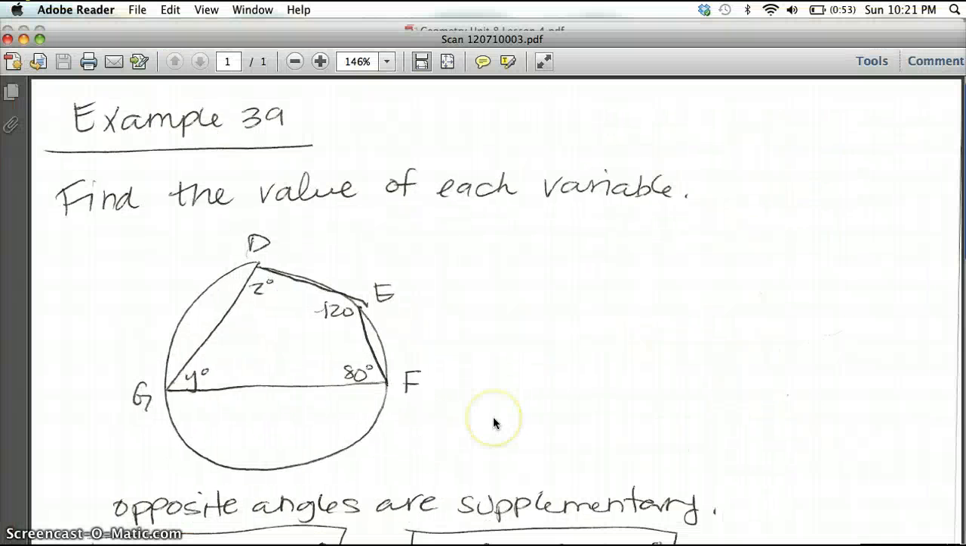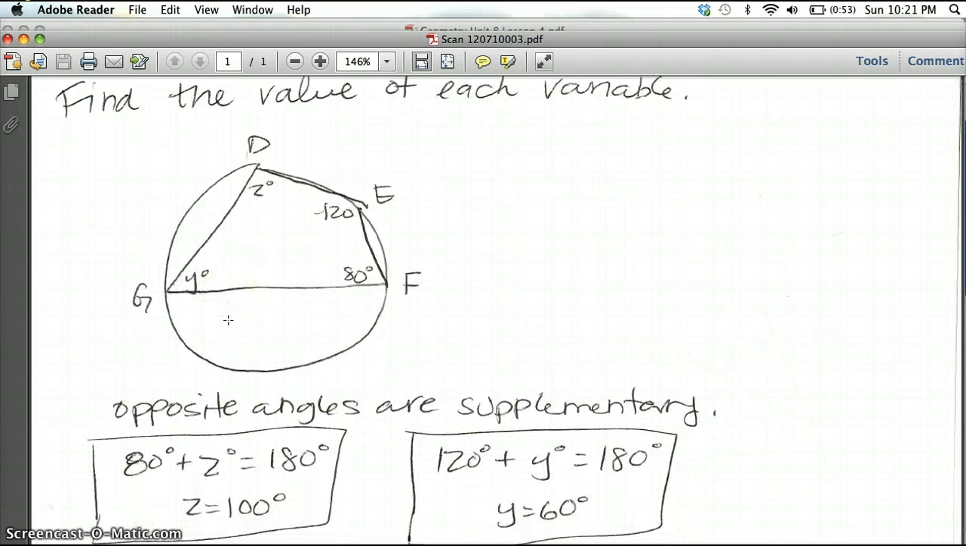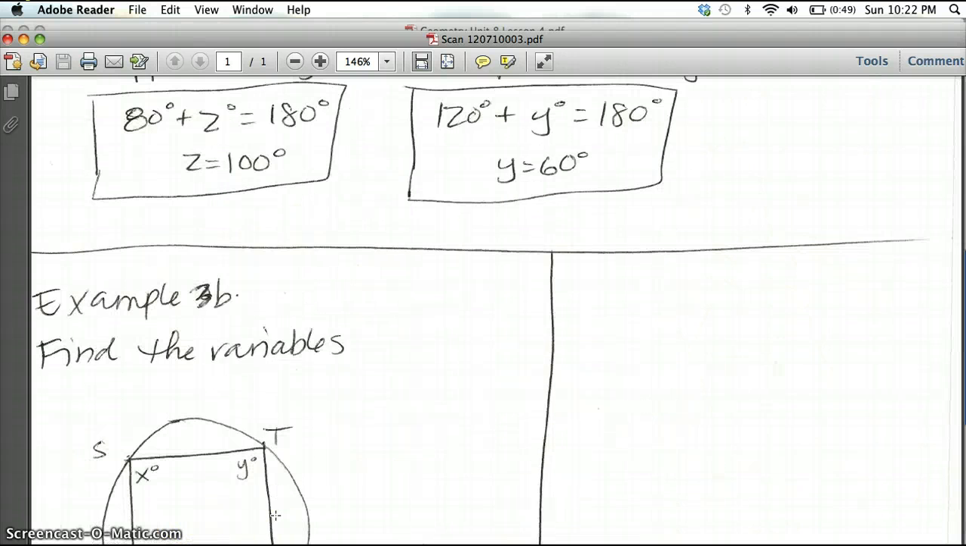So let's go find our examples. The first example says, find the value of each variable. Opposite angles are supplementary, which means they add up to 180 degrees. So angle E plus angle Y has to equal 180. So 120 plus Y is 180 degrees, which means Y has to equal 60 degrees. Then angle F plus angle D have to equal 180. So 80 plus Z is 180, which means Z has to equal 100 degrees.